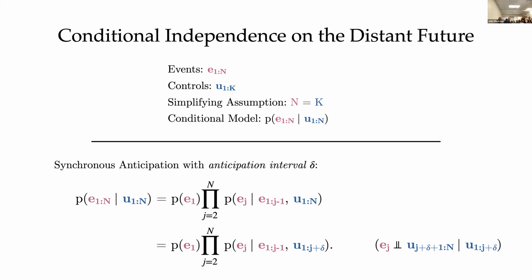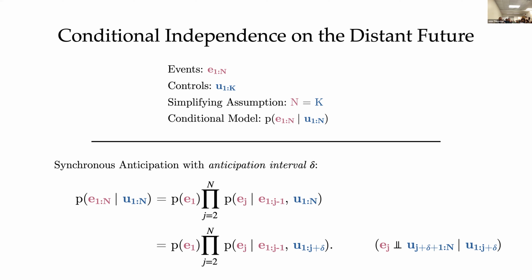I think now would be a good time for questions about setup, because I'm about to relax this assumption that n equals k, and then everything will get more complicated. Does this modeling setup make sense? Do people buy the structure and the assumption that I'm making? It's just a way to set up these conditional modeling problems to trade off long-term dependencies with visibility of the future in the control sequence.